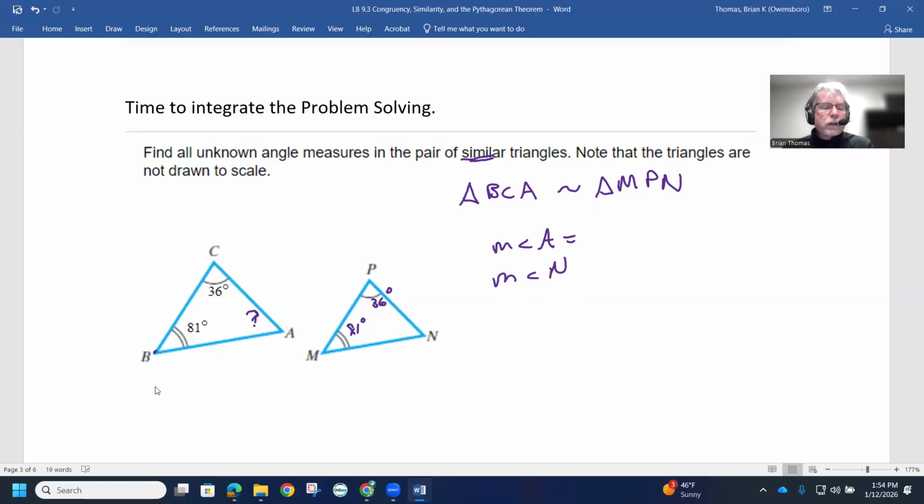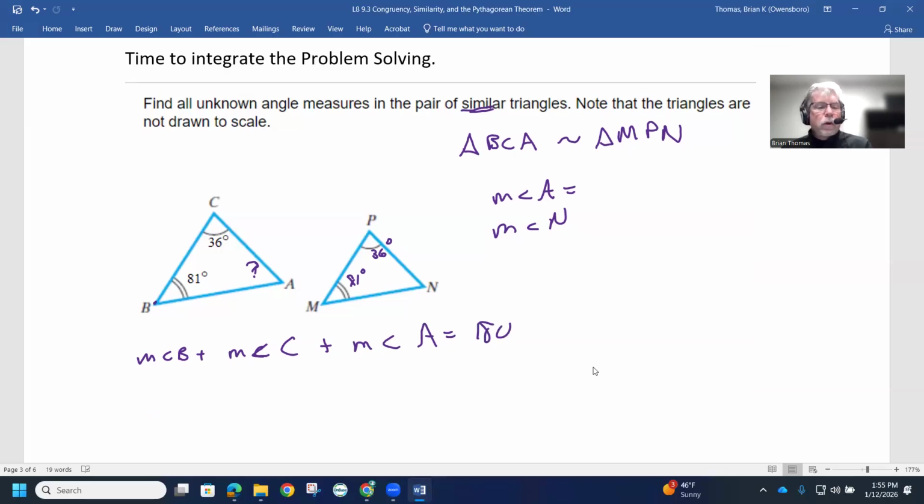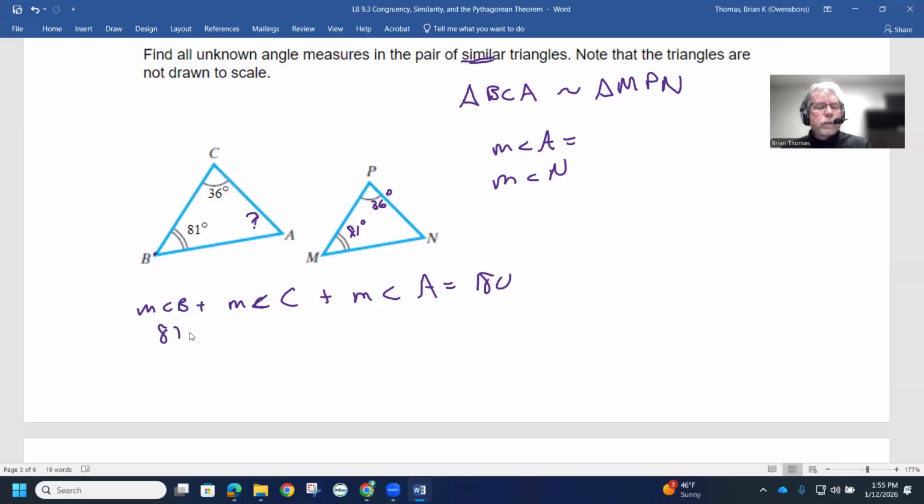That means the measure of angle B plus the measure of angle C plus the measure of angle A has to equal 180 degrees. I'm just going to write 180 there. We know angle B is 81 and angle C is 36. We don't know what angle A is, but we do know together they add up to 180 degrees. So that's how we actually create an equation.